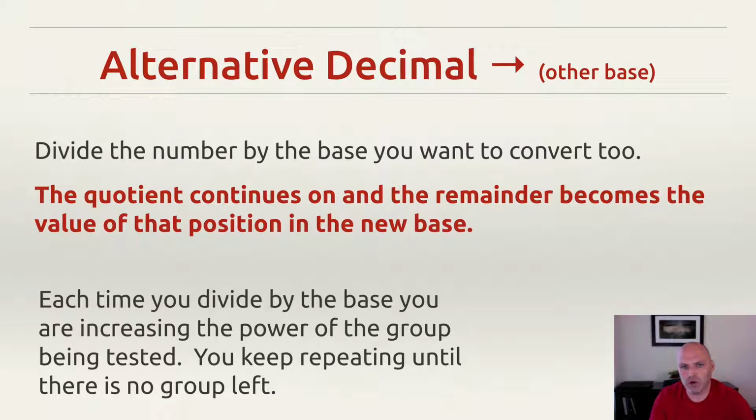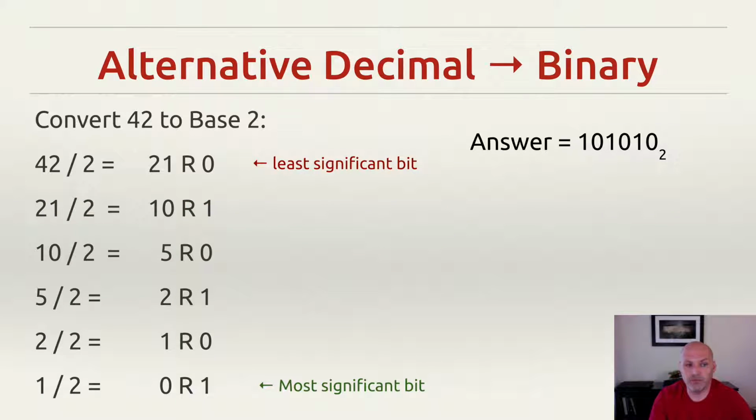Just like before, we're going to divide away. Remember, we're going away from decimal, so we want to divide away. And like our other alternative approach, we're going to this time use the base instead of the weight as we did in the original approach. What's important here is that now the quotient is what continues on, and the remainder becomes part of the value of that position in the new base. You'll also see that the most and least significant bits are flipped. So let's look at this with the number 42.